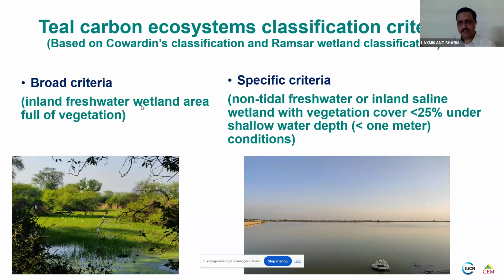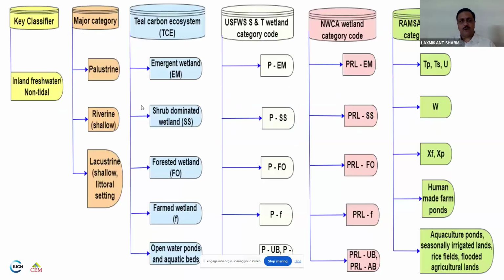That is what we have taken for this classification upgrade, and the specific criteria we decided for the teal carbon study is non-tidal freshwater or inland saline wetland with vegetation cover of more than 25% under shallow water depth of less than 1 meter. More than 1 meter is excluded. This is the way we have defined the teal carbon ecosystem classification criteria. On the basis of the criteria, we have also taken the different classification patterns already adopted by the EPA itself and the world-level Ramsar wetland sites, with different codes.